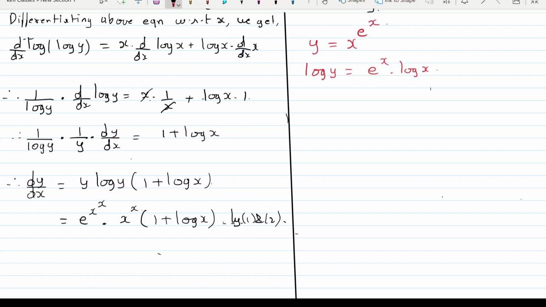Okay? So let's do the next one. I did unnecessary rubbing, it was written well. y is equal to (1 plus 1 upon x) raised to x.